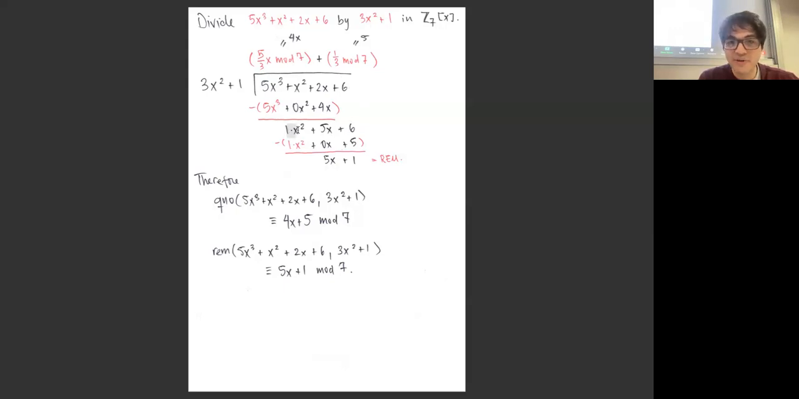Okay, so now I need to get rid of this x squared. What do I multiply 3x squared by in order to eliminate x squared? 1/3. 1/3 is what mod 7? 5. So really I'm multiplying this by 5. So you get 15x squared. That's 1x squared plus 5x plus 6. And then you take the difference and you get 5x plus 1. Can I eliminate this 5x? What do I have to multiply 3x squared by to get 5x?